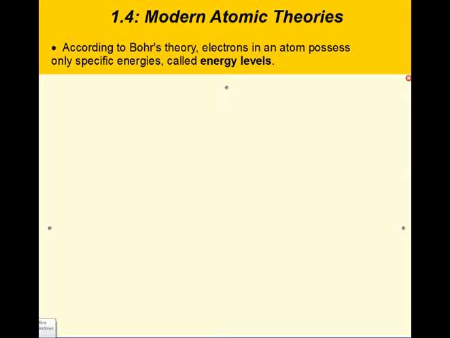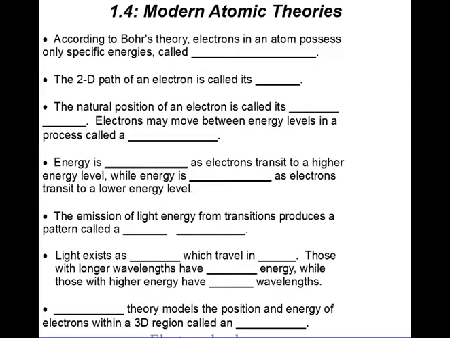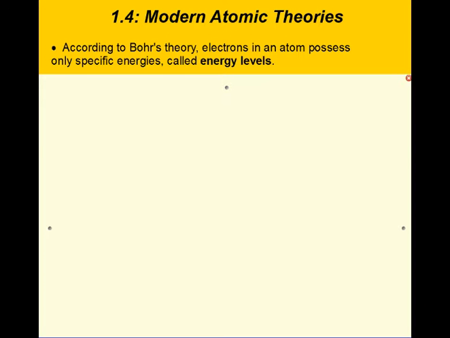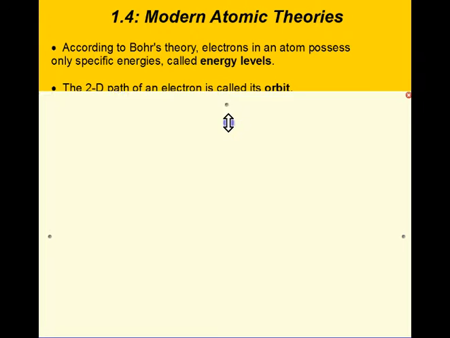So let's start to fill in your note here. You have a package in your handout. It should look like this. I'm just going to go through and reveal some points as we get along, and you can fill in your note. So according to his theory, electrons in an atom possess only specific energies called energy levels. That's his first postulate, or first point.